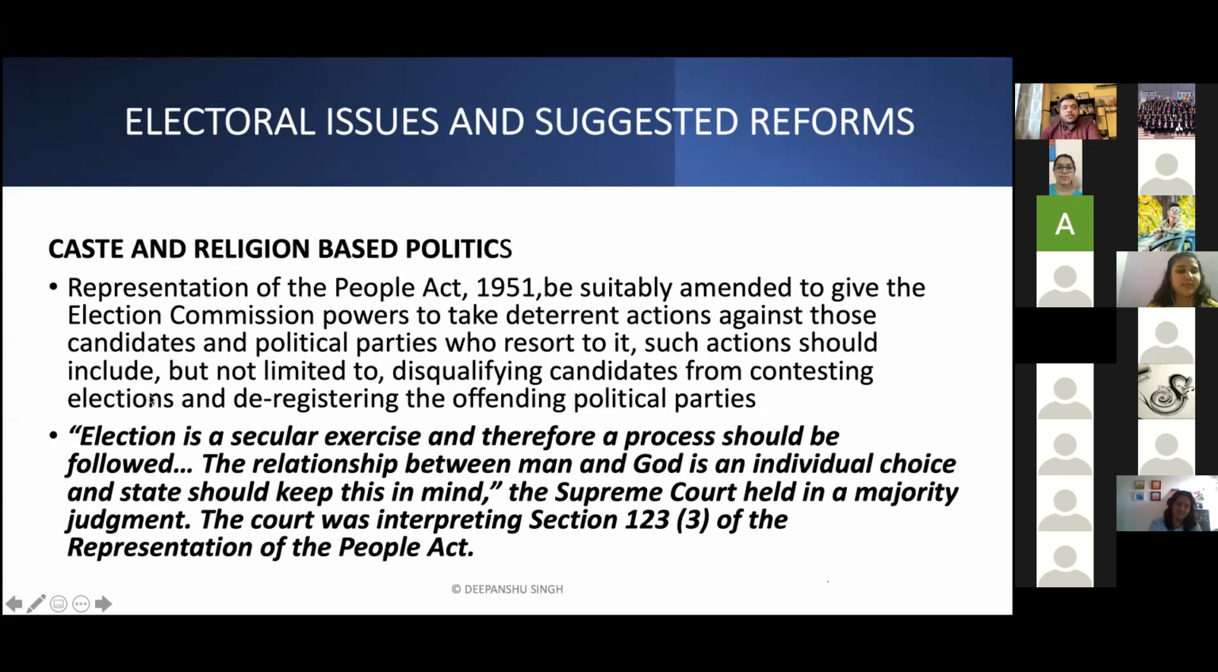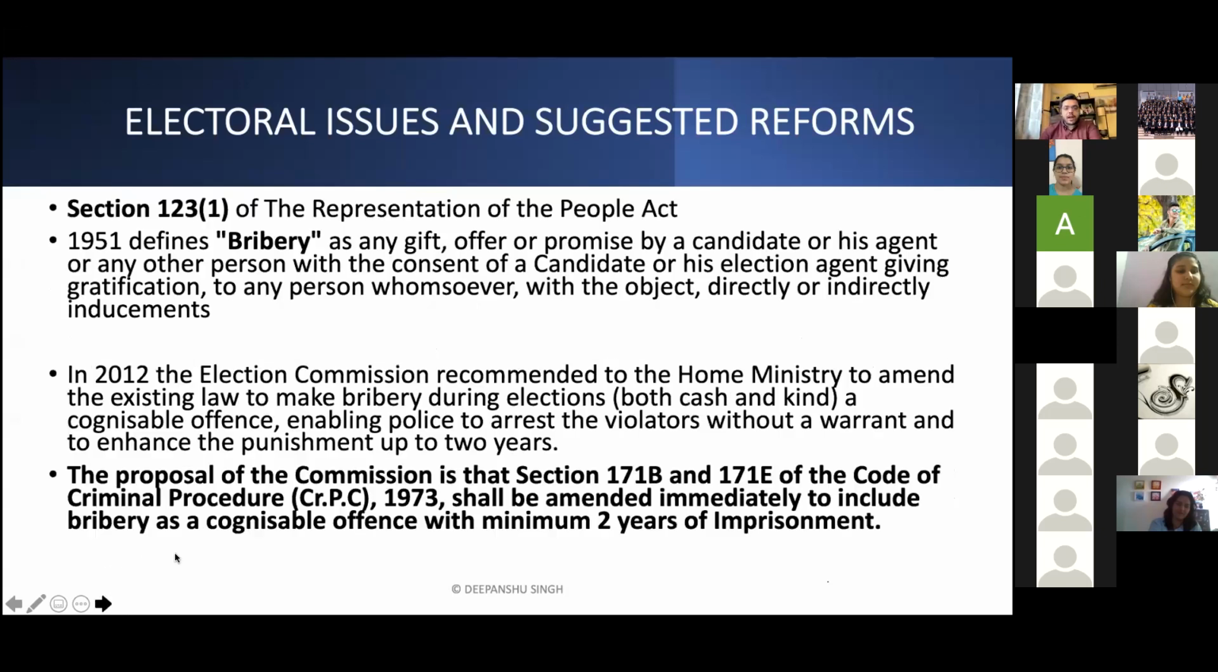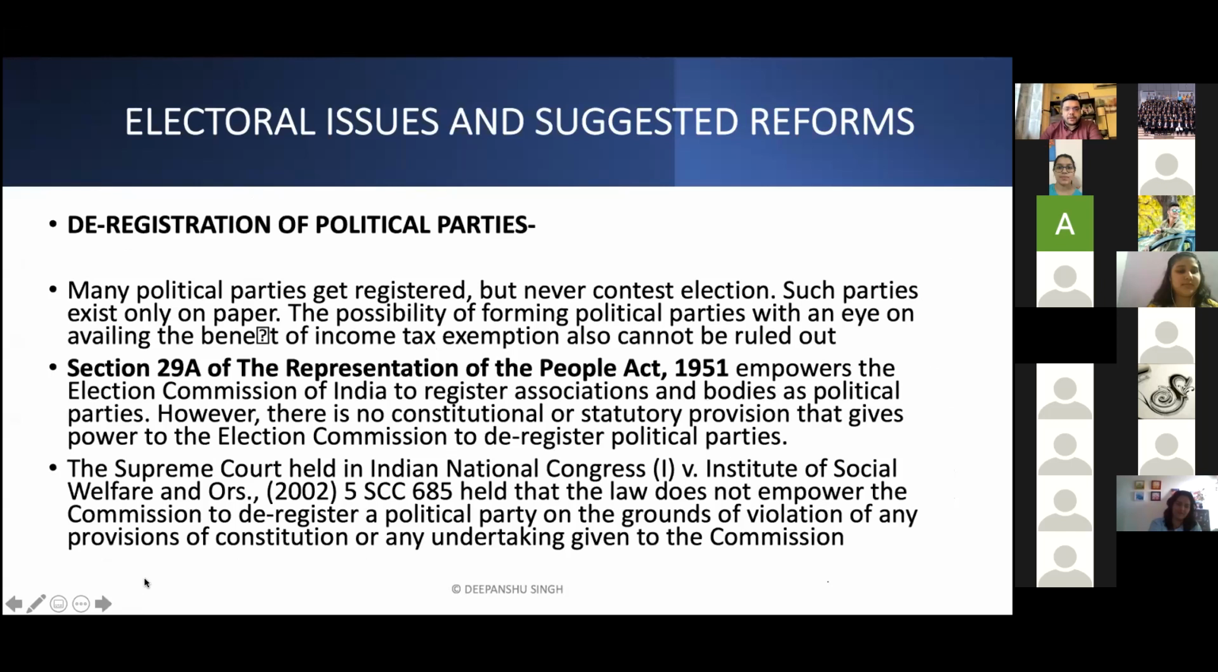Then the other issue is, of course, caste and religion-based politics. The court has said that any candidate seeking votes in the name of caste or religion will be banned immediately under Section 123 of the RPA. Similarly, bribery and corrupt practices are all banned under the RPA 1951.